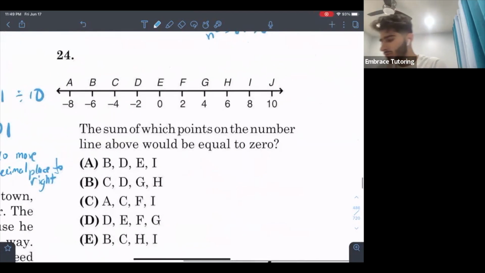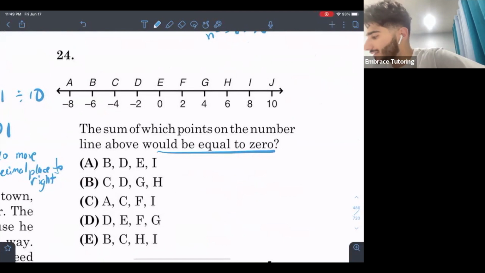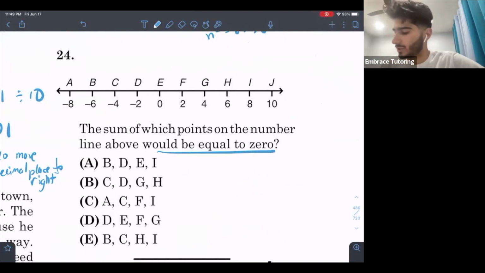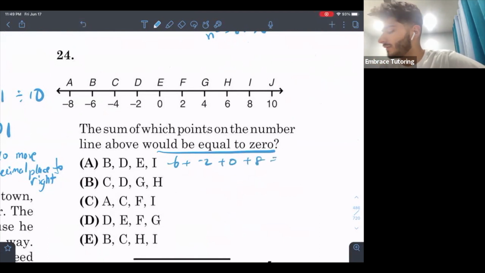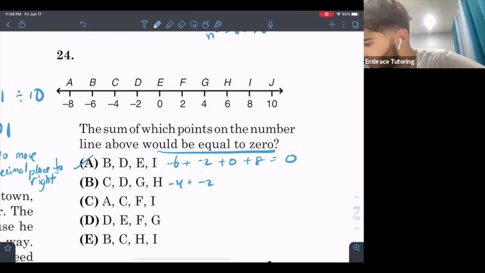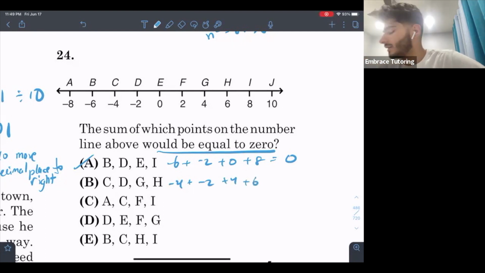Question 24. The sum of which points on the number line would equal 0? So let's check the first one. B, -6, plus D, -2, E is 0, plus I, 8. -8 plus 0 is -8, plus 8 is 0. Correct option, possible answer. C, -4, plus D, -2, plus G, 4, plus H, 6.